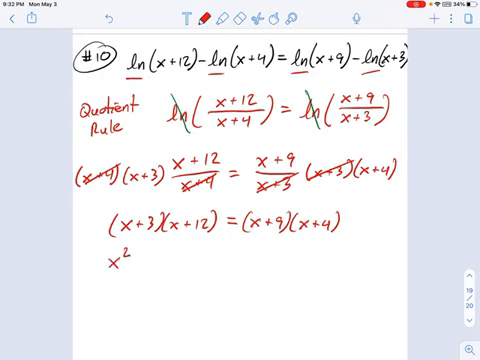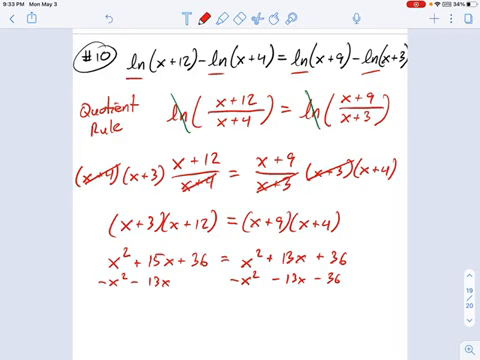We get x squared plus 15x plus 36 on the left. On the right, we get x squared plus 13x plus 36. Oh, did I do that right? 36. Yep, okay. So we get all this stuff, and then I'm going to just try to bring everything over to one side. So we're going to do minus x squared, minus 13x, minus 36 from each side. You see those x squareds cancel out. The 36s actually cancel out.